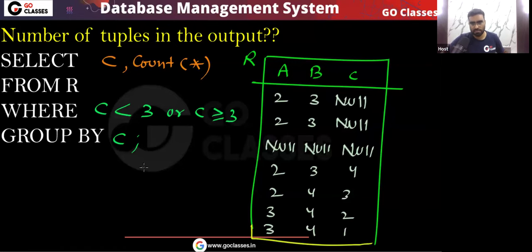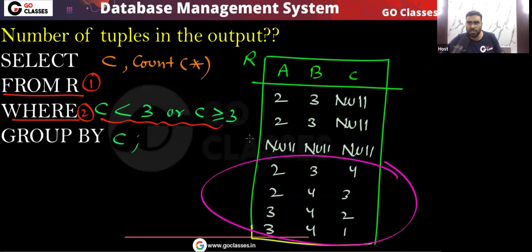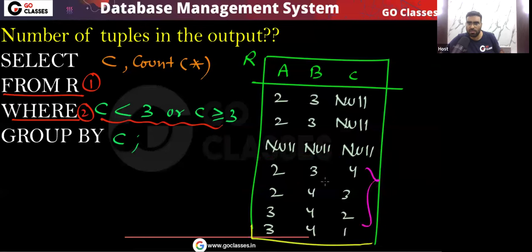Now you tell me the answer. What is going to be the answer? Number of tuples, that will be. So first of all, this condition, who will satisfy? First you will do the from clause, then you will do the where clause. This condition will be satisfied by non-null tuples, where C is non-null. Yes or no? So these four tuples will pass, and these tuples will fail.